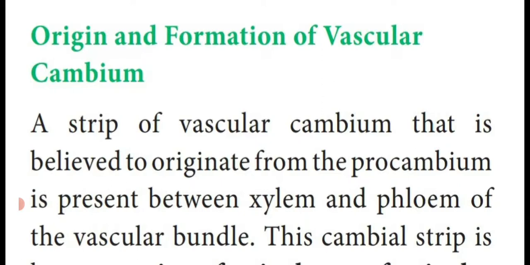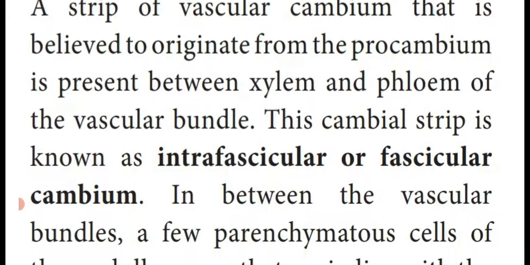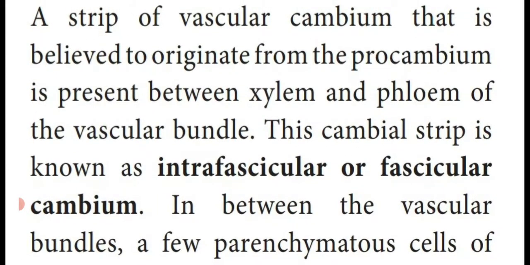In conjoint vascular bundle, xylem and phloem are arranged in the same radii. If the phloem is facing the outer surface, that is said to be collateral vascular bundle. Between the xylem and phloem, 2 to 3 layers of cambial tissue are present. That cambium is called vascular cambium. So this cambial strip is known as intrafascicular cambium or fascicular cambium.